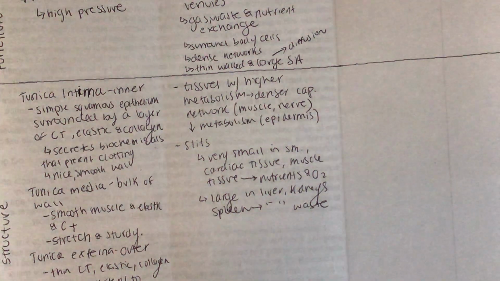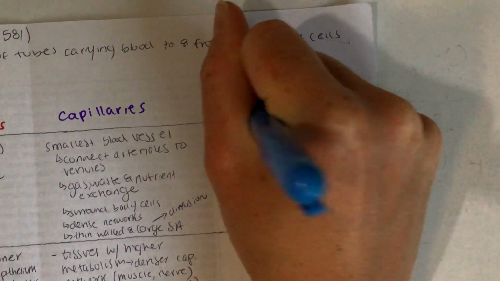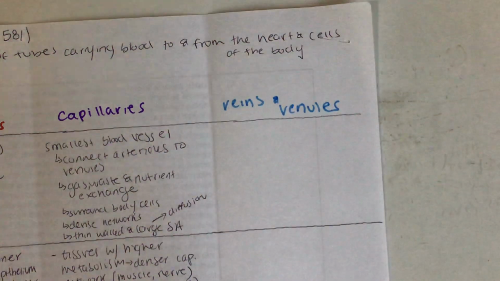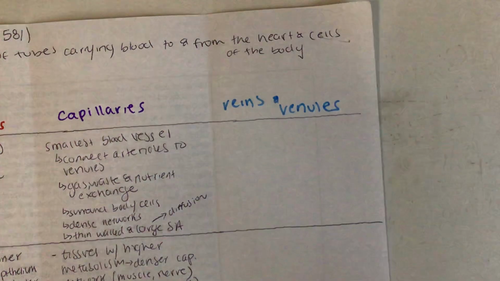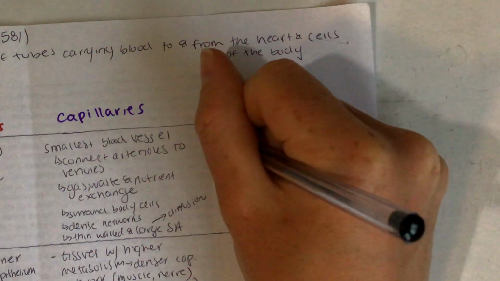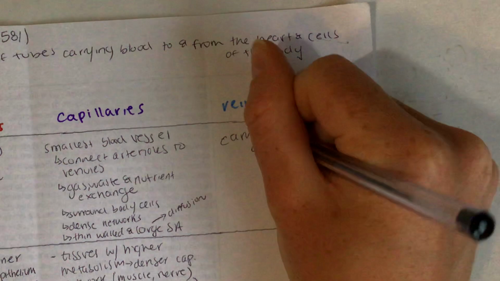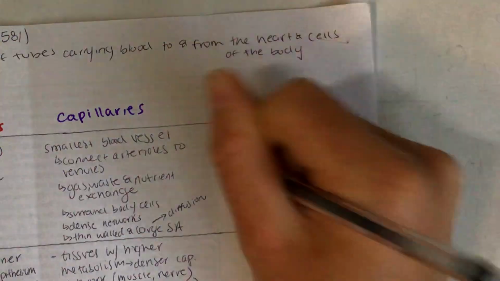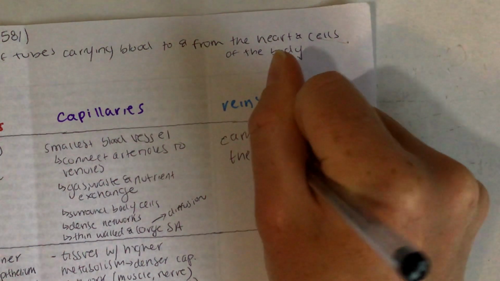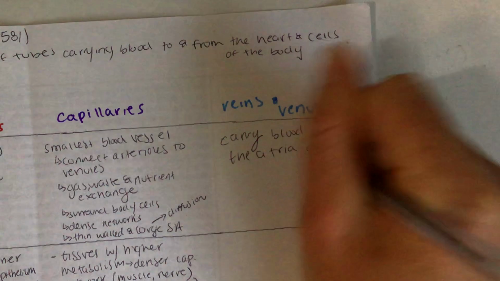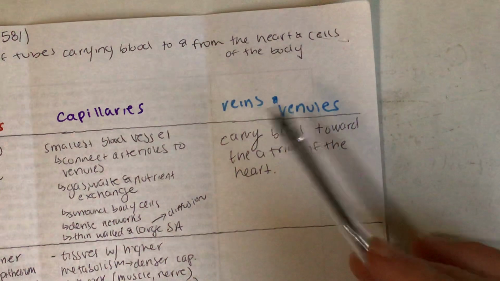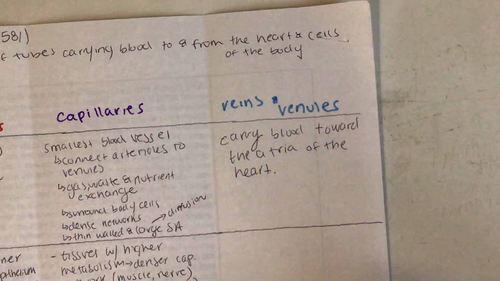So move on to our last portion, veins. And they also have smaller branches, venules. And the job of veins is to do the opposite of arteries, carry blood toward the atria of the heart. Those upper chambers of the heart are going to receive the blood from veins. And I colored these in blue because now we're working with deoxygenated blood.